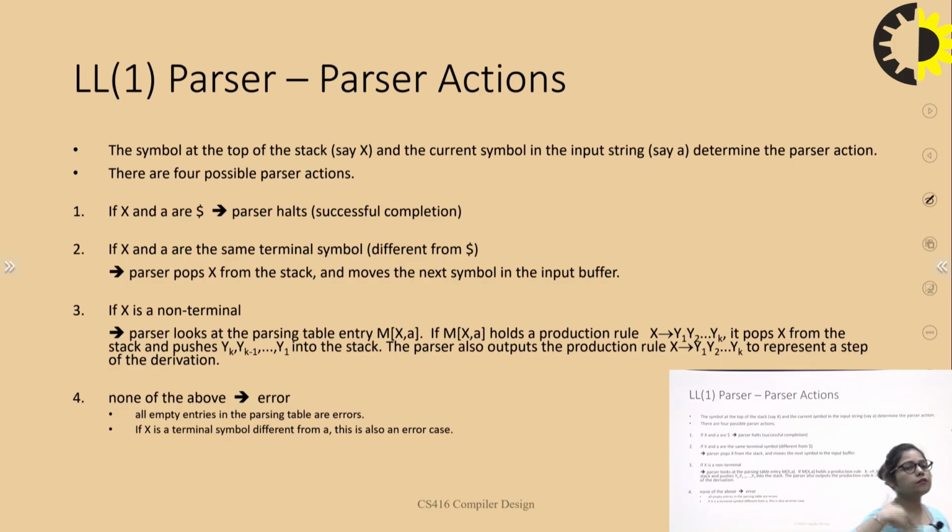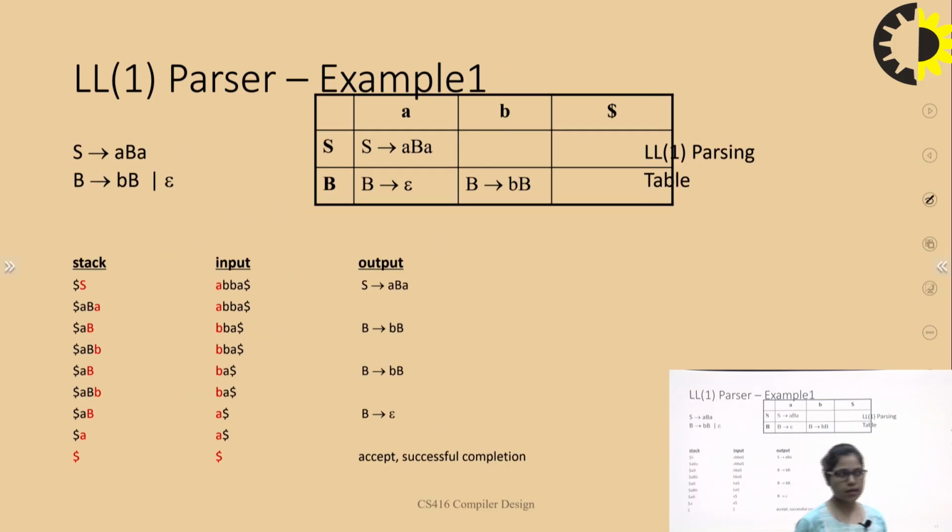If none of the above applies, then an error occurs. All the empty entries in the parsing table are errors. If X is a terminal symbol different from A, that is called an error case. Now, this is the example. This is the grammar we have been given.